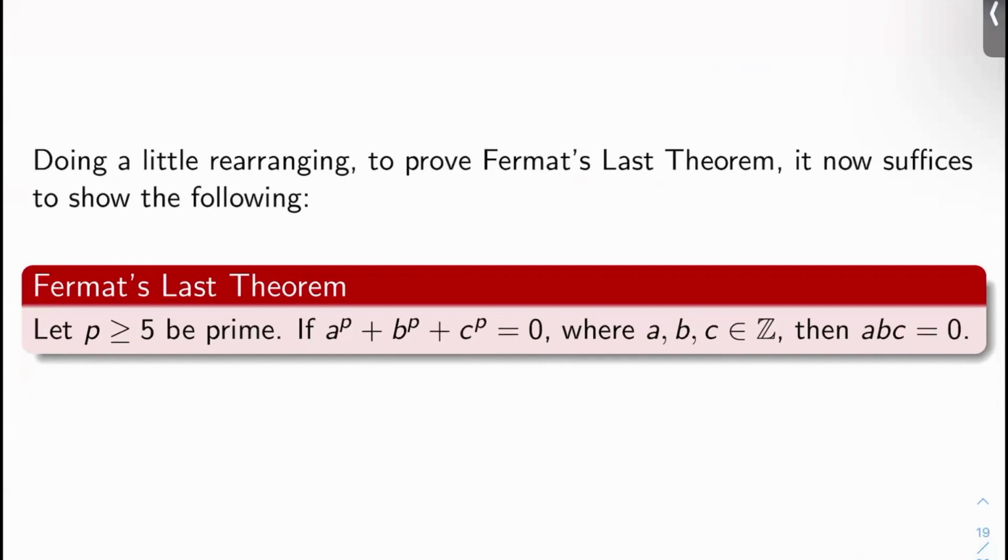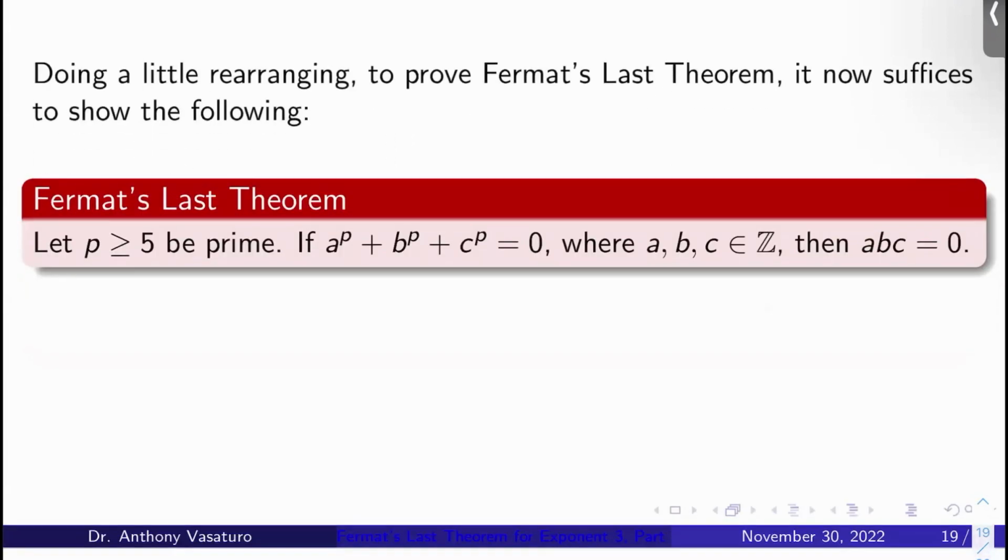If you do a little rearranging and you watch my first video, you see that it now suffices to prove the following if we want to prove Fermat's last theorem in general. Let p be a prime that's at least 5. If a to the p plus b to the p plus c to the p is 0, where a, b, and c are integers, then at least one of a, b, or c must be 0.